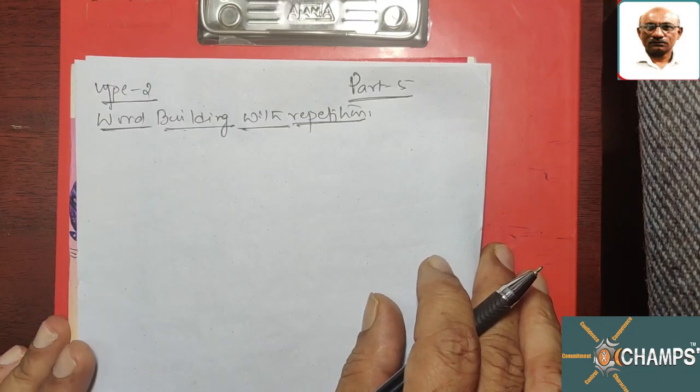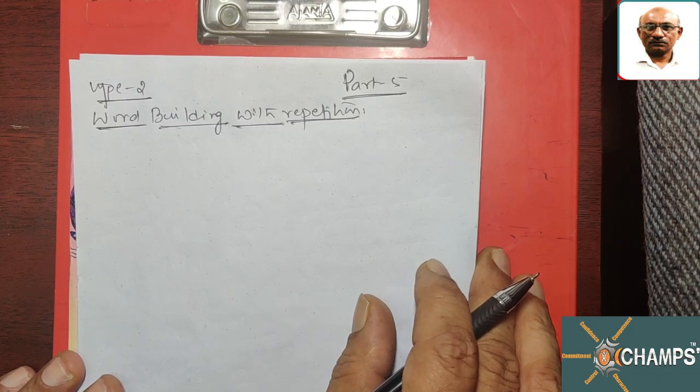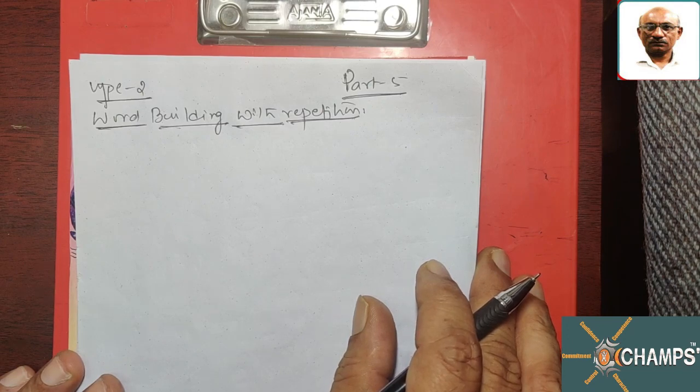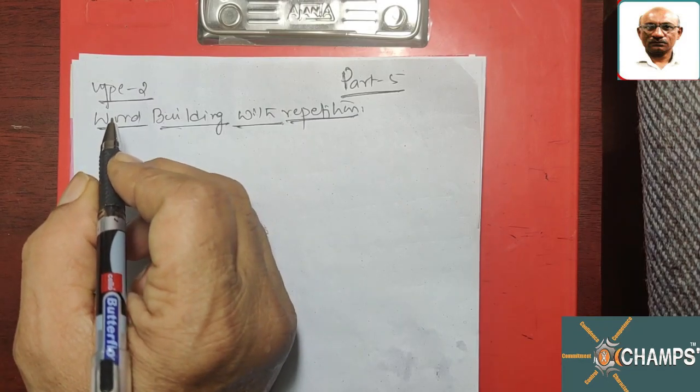Welcome back to the next session of permutations and combinations, sir. We are in the process of doing word building problems. Now, let us see type 2 word building problems with repetition. Look at the problems we have in material.